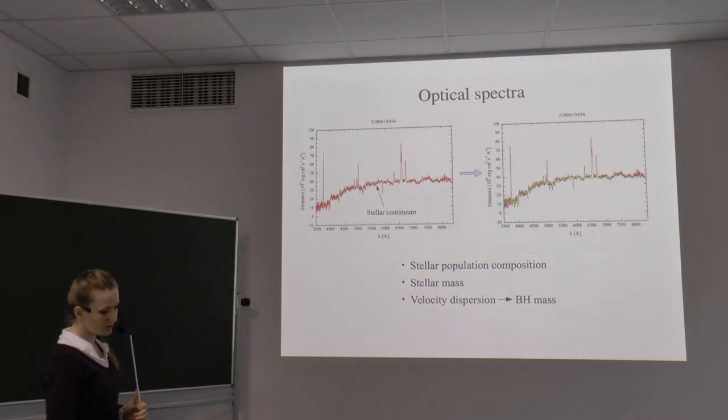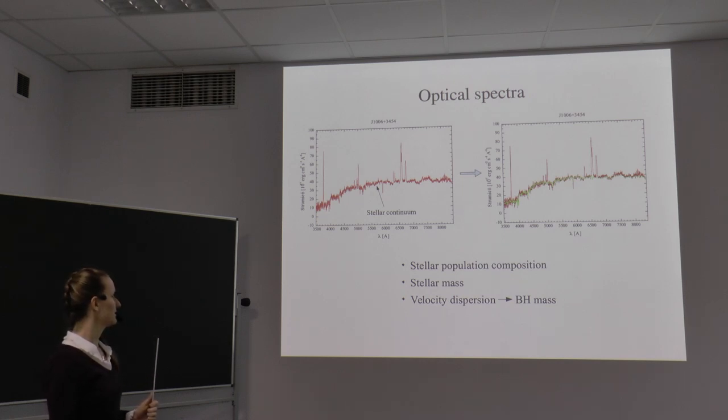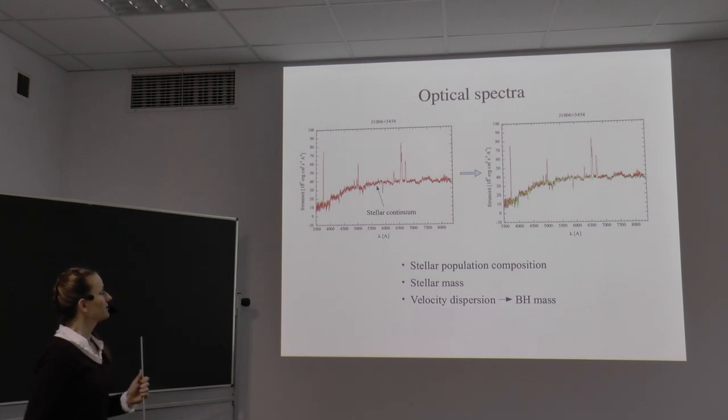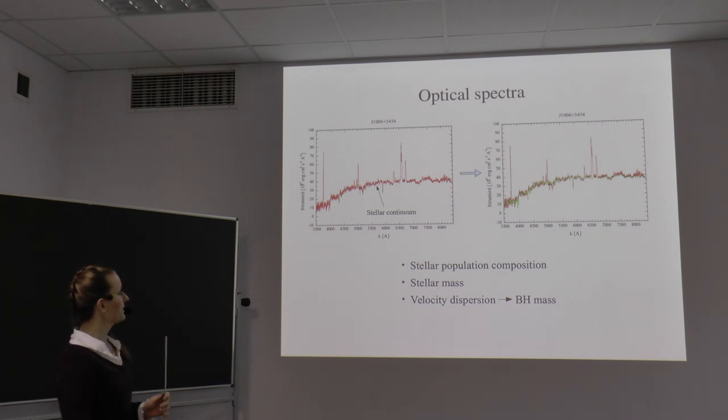So why do I need the optical spectra? When we want to know something about the internal evolution of a galaxy, it is good to know what kind of stars create our galaxy, what is the mass of our galaxy, what is the black hole mass of this galaxy. All of these things we can obtain from the optical part of the galaxy spectrum, which is mostly dominated by the stellar component. And we can perform so-called stellar population analysis, which gives us information about what kind of stars with a given age, given metallicity, given mass create our galaxy.